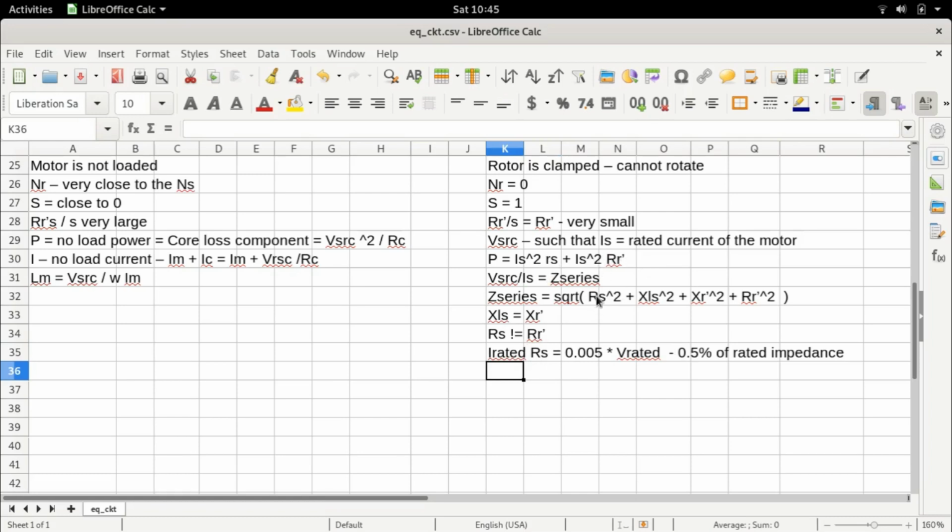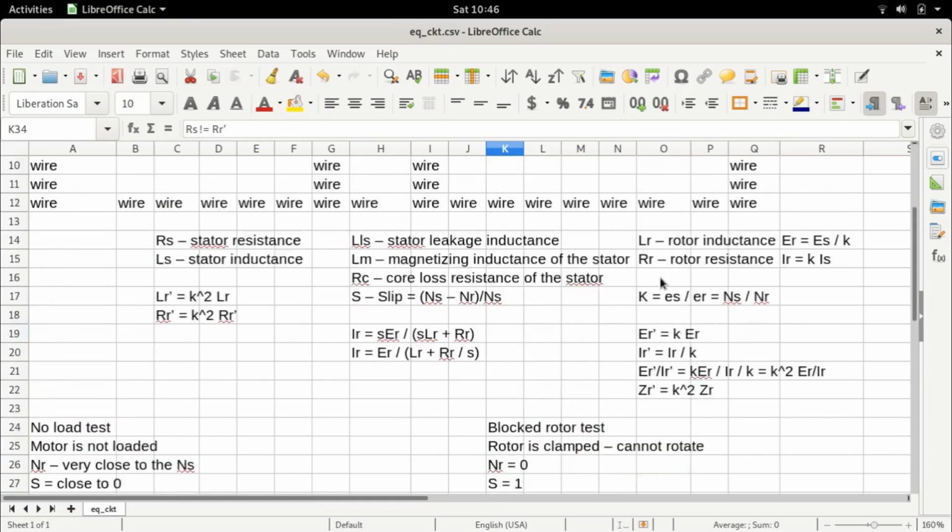All that's left is, we have RS, we have RR dash, and we have one variable remaining, because we have assumed XLS and XR dash, right? You can actually even write this as X, all right? So there's one equation, one variable remaining. And all we have to do is to estimate this one variable using all other known quantities. So with this, we have calculated all the other parameters of the induction motor equivalent circuit.